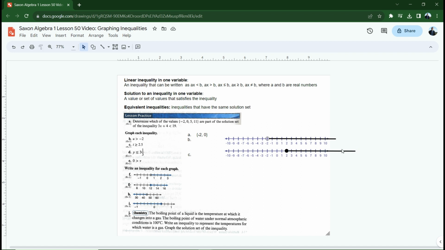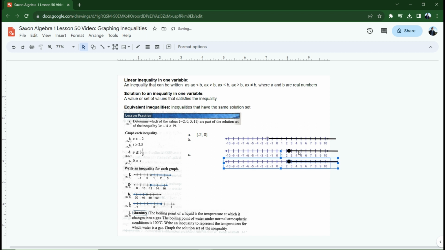And then I am going to grab the end of this line. We'll just make it a little shorter there. There we go. All right. And that is how we would show t is greater than or equal to 2.5. Now, wait a second. I put that at 2. Let me make sure that's clearly at 2.5 right in the middle there. Okay. Now, we'll go on to the next one, letter D.